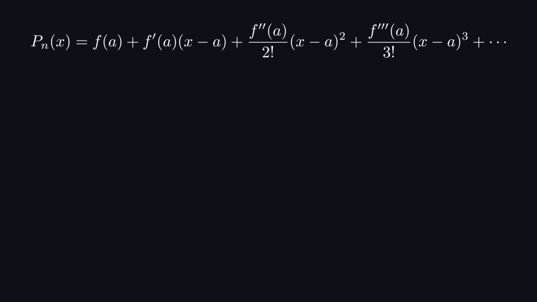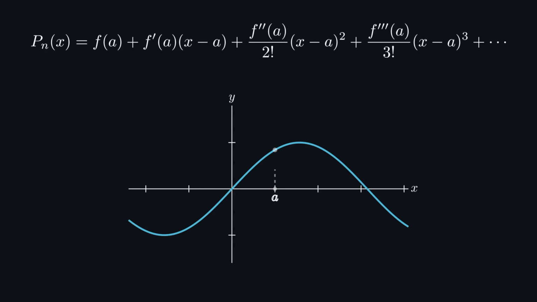When you look at this expression, it helps to think about what each of the terms is actually doing. The constant term ensures that the value of the polynomial matches the value of the function at the point we're expanding around. The next term ensures that the slope of the polynomial matches the slope of the function at that same point. The term after makes sure the rate at which the slope changes also matches, and each additional term continues this idea, matching deeper layers of how the function behaves at that point.